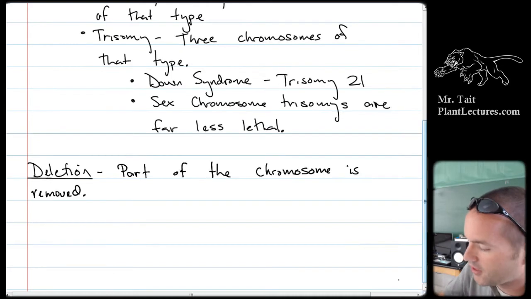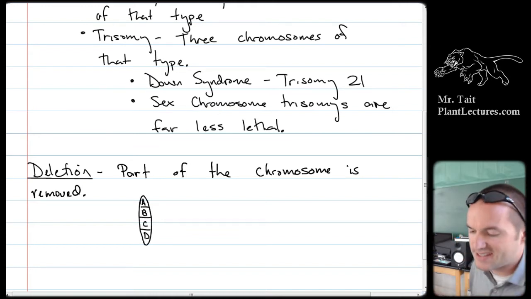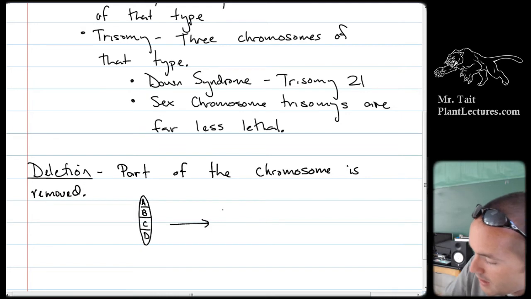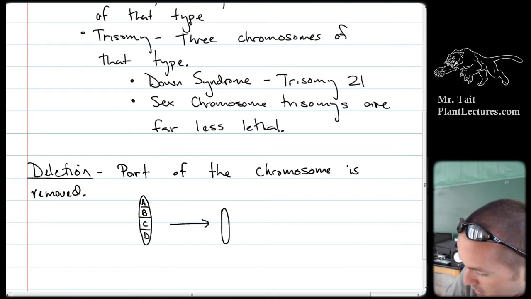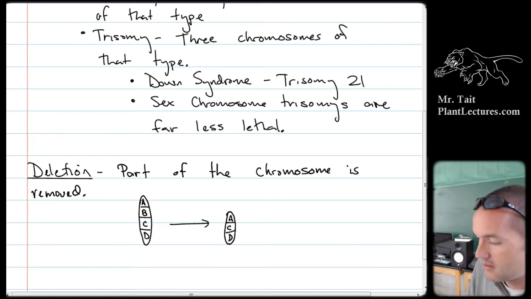Okay, so if we think about a chromosome like this, and let's just say, for the purpose of discussion, that this chromosome has segments A, B, C, and D on it, and let's say each of these segments has, I don't know, 500 genes or something like that. A deletion would be if you, let's say, got rid of one of the parts, and then you were just left with a chromosome that had A, C, D on it. Where did B go? B got removed. Is that going to be a problem?